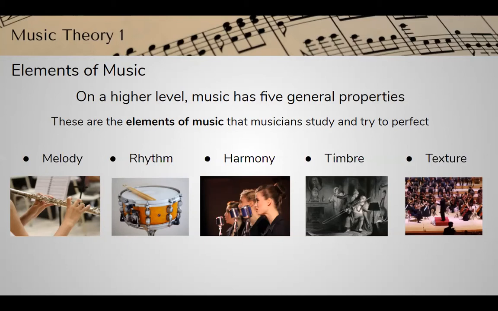You might have a chorus singing harmonies that seem to move together at the same time. That is a particular texture as well. Okay? So melody, rhythm, harmony, timbre, and texture. We're mostly going to be talking about melody, rhythm, and harmony for the first few weeks of this class.